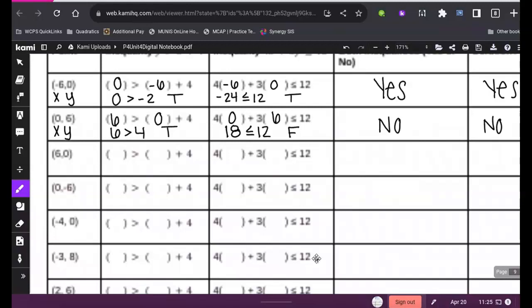All right, so we're going to just keep going with each of these. The x is 6, the y is 0 this time. Everywhere there's an x, we'll substitute 6. Everywhere there's a y, we'll substitute 0. So this first one, 0 is greater than 6 plus 4, which is 10. That is true. And then we have 4 times 6, which is 24, is less than or equal to 12, which is not true. That is false. So no, it does not satisfy both of the inequalities, which means no, it is not a solution.